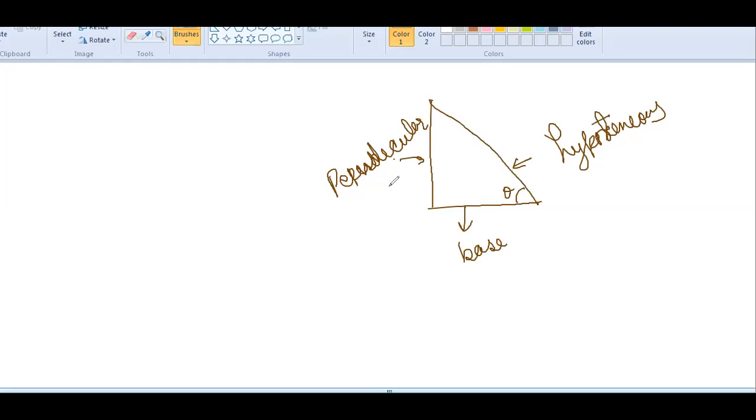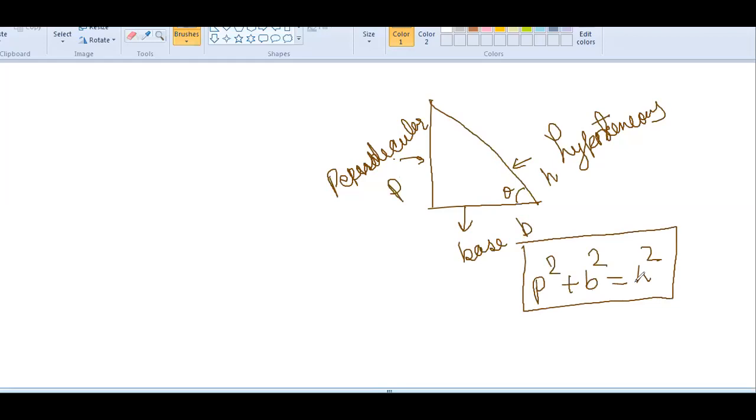Perpendicular we represent with p, base we represent with b, and hypotenuse we represent with h. So we can say that p square plus b square will be equal to h square. If you need to find h, h square will go to this side and it will become a square root. So h will be equal to square root of p square plus b square, right?